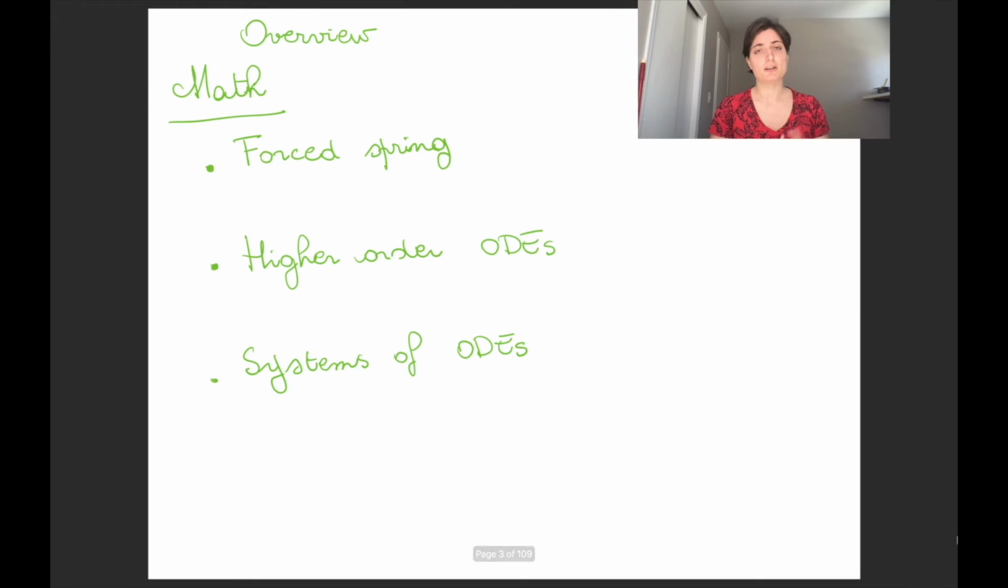On the math part, we're going to be covering 3 topics. We're going to look into the forced spring. So last week we started looking at a spring that was only subjected to gravity and how it oscillates, and if you are damping, it dampens until it stabilizes. Now we're going to add to this spring a forcing term and see how that impacts how the spring behaves.